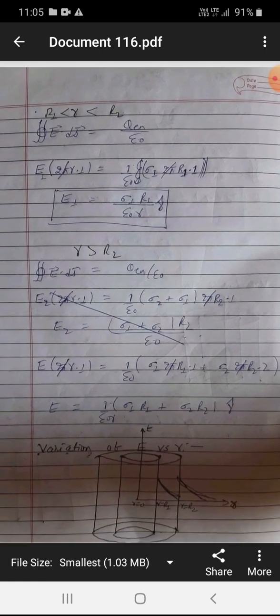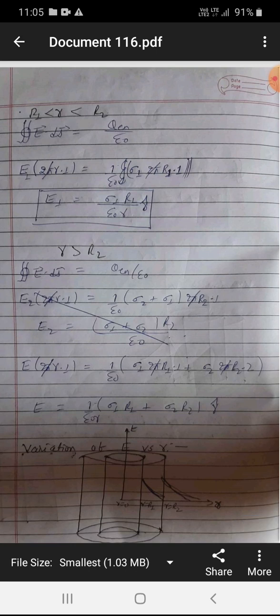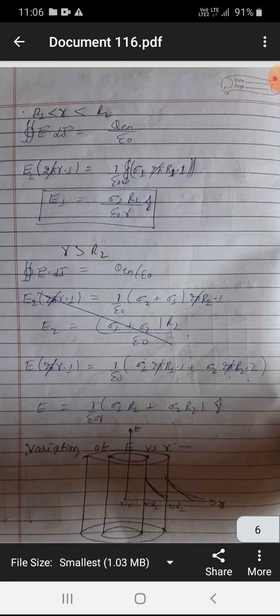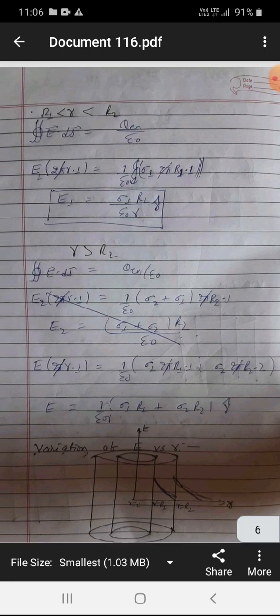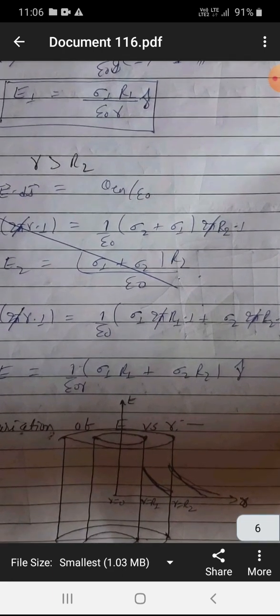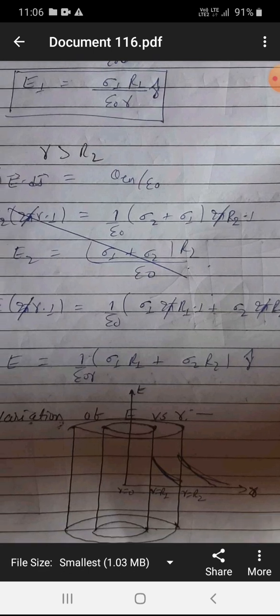For r greater than r2, once again applying Gauss law, E dot ds equal to q enclosed by epsilon naught. E into 2 pi r into 1 equals 1 by epsilon naught, sigma 1 into 2 pi r1 into 1 plus sigma 2 into 2 pi r2 into 1. So we get the total electric field equal to 1 by epsilon naught r into (sigma 1 r1 plus sigma 2 r2) in the r cap direction, and that's the variation of the electric field. It is 0 up to r equal to r1. From r1 to r2, it decreases with r. Once again from r2 to infinity, it decreases with r.